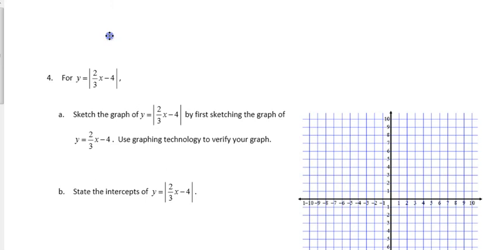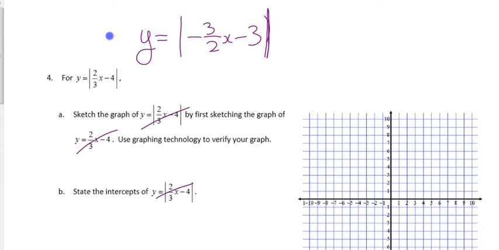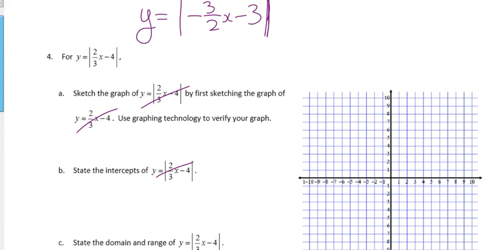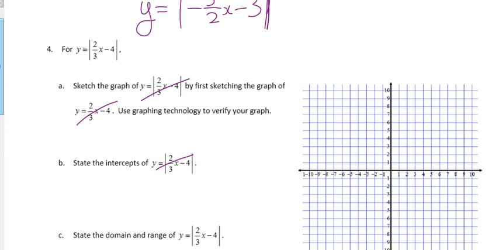Okay, next one. It's like different, right? What is this? It's negative 3 halves x minus 3, right? Okay, so wherever you see, you're just going to, right? Because that's what you're seeing on yours anyways. Sketch the graph of y equals the absolute value of negative 3 halves x minus 3 by first sketching the graph of negative 3 halves x minus 3, right? Just say the same thing twice. Okay. So how do we sketch negative 3 halves x minus 3?